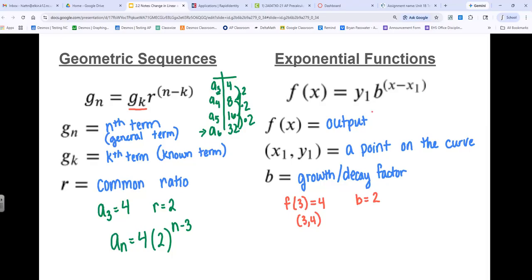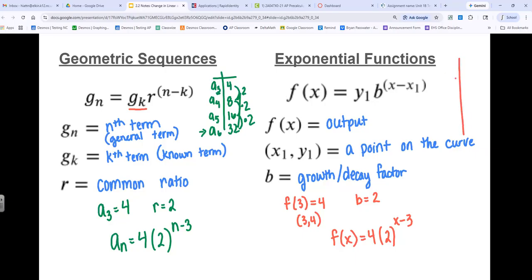So look at our formula here. F of x is going to be the y coordinate that we start with. Then we have to multiply that by 2. And then we'll have x minus the x coordinate.